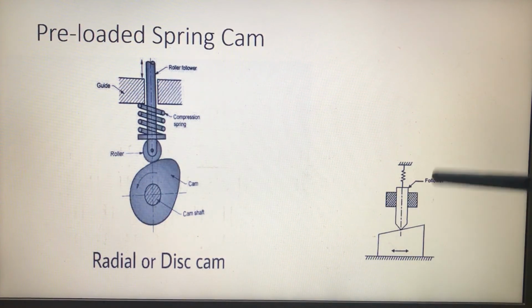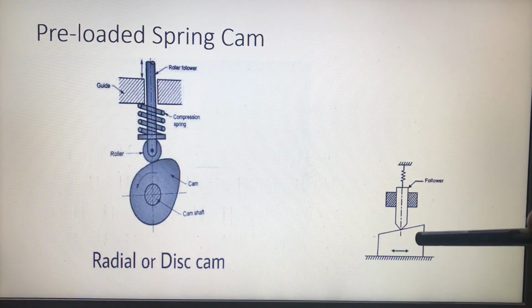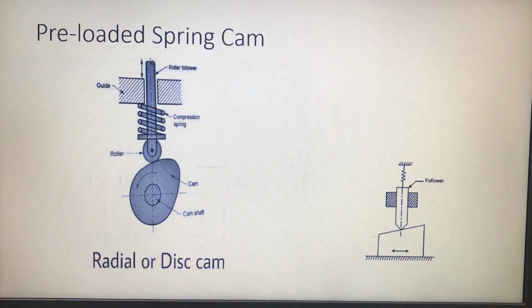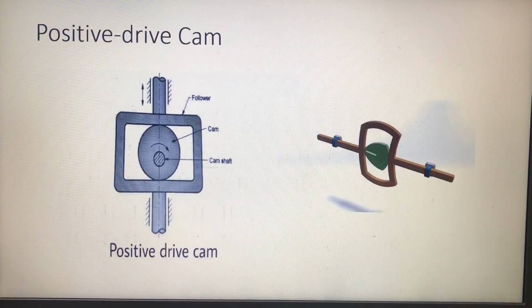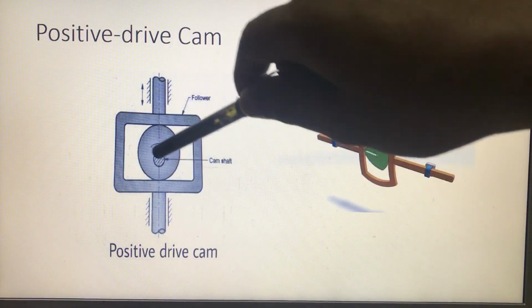And this is also a preloaded spring cam, but it is also based on shape. It is called a wedge cam. This is a radial or disc cam. This is called a positive drive cam. In this case, there is no need of external force like a spring. You are not provided any spring over here, but it is completely constrained.